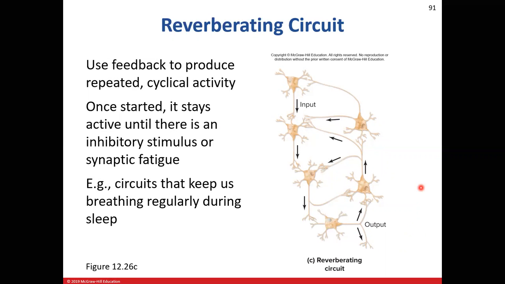Our third type is a reverberating circuit. Now, a reverberating circuit uses feedback to produce repeated cyclical activity. And once it's started, it stays active until there is an inhibitory stimulus or synaptic fatigue. We look at the breathing cycle, and it allows us to keep breathing regularly during sleep. So you'll see that we have the output, we have the pathway that basically comes back around and comes back down this way, and you see the cycle of it continuing. It reverberates around the pathway or around that circuit.